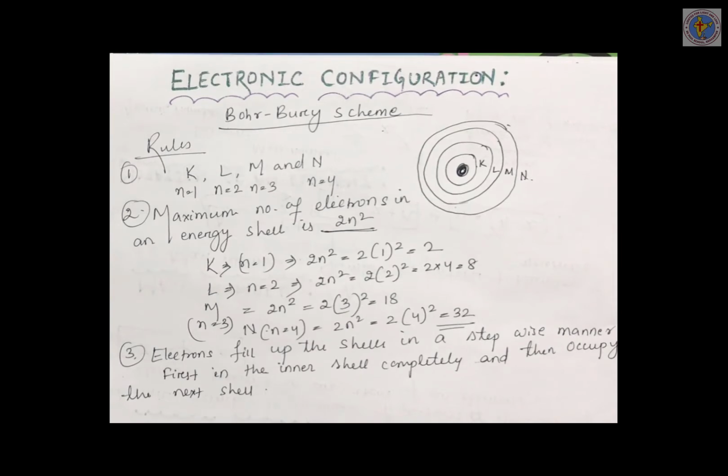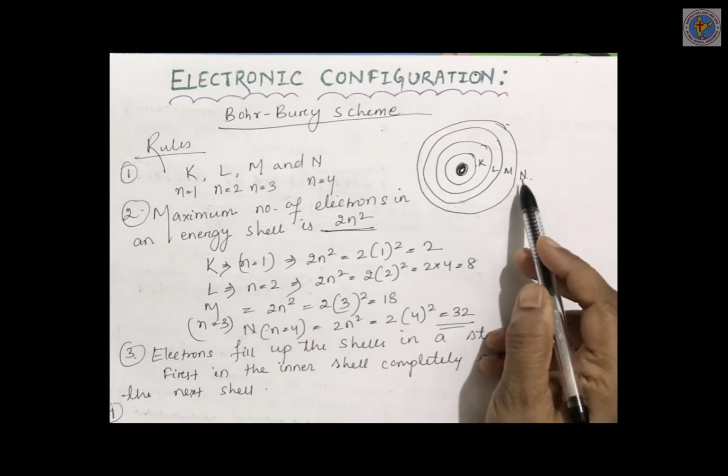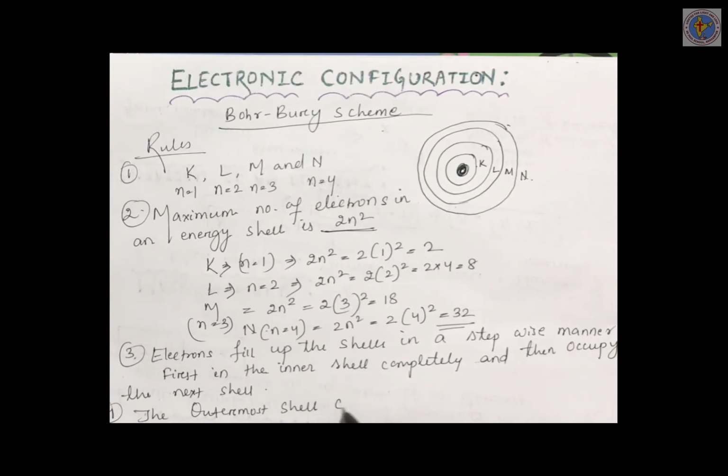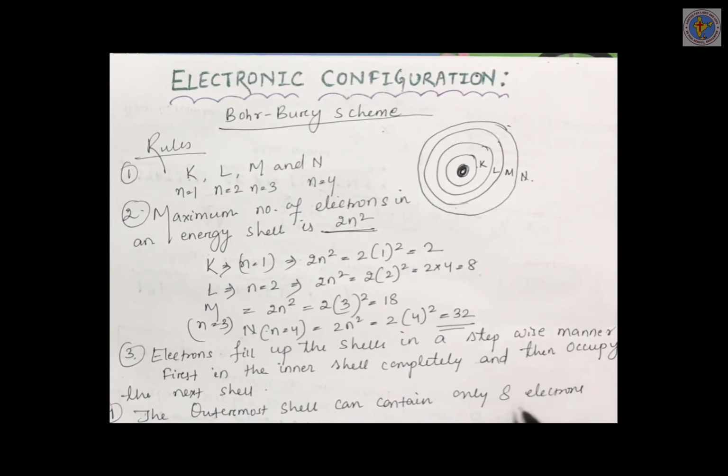Now, the number of electrons which can be accommodated in the valence shell. The outermost shell is called the valence shell. So the number of electrons in the valence shell should be 8, and it should not be more than 8 electrons. The outermost shell can contain only 8 electrons.